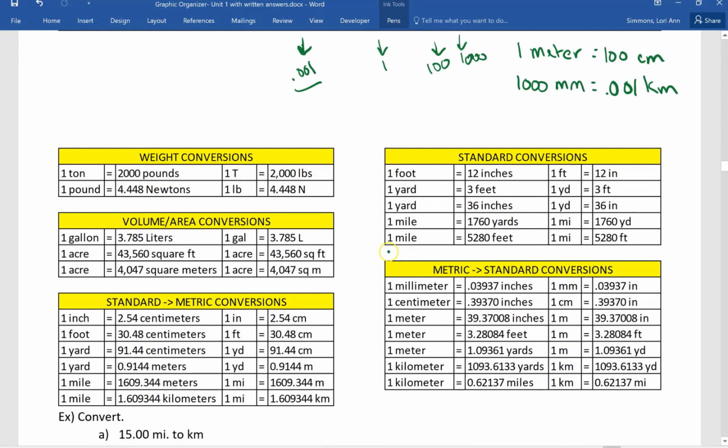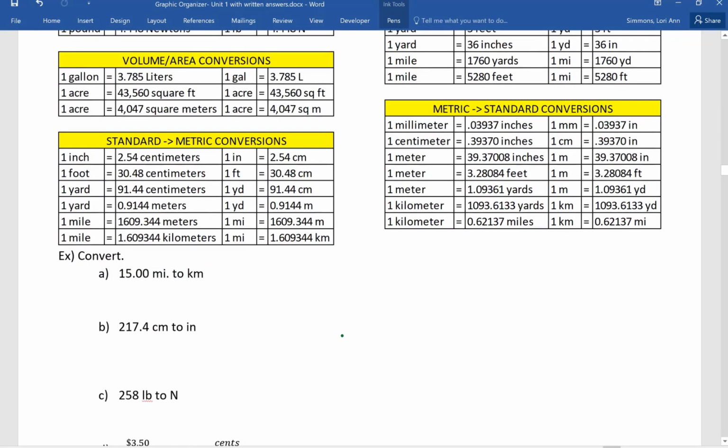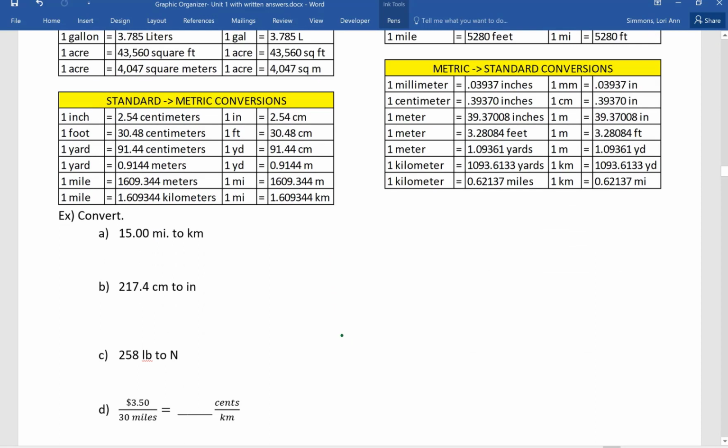Alright, so let's take a second, pause the video, and go over the rest of these conversions that I provide. Now that you have gone over the conversions, let's actually convert between these measurements. Our first example is 15 miles and we want to convert to kilometers.